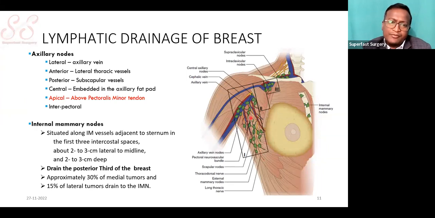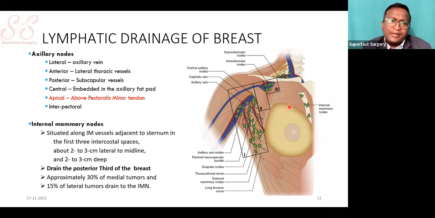The apical group of lymph nodes, which is also known as Halsted nodes, or the infraclavicular lymph nodes, are above the pectoralis minor tendon. And we have interpectoral group of lymph nodes, that is between pectoralis major and minor, that is known as Rotter's node.